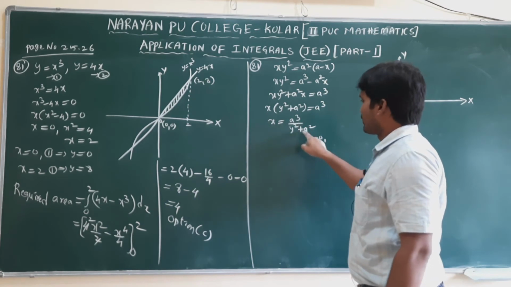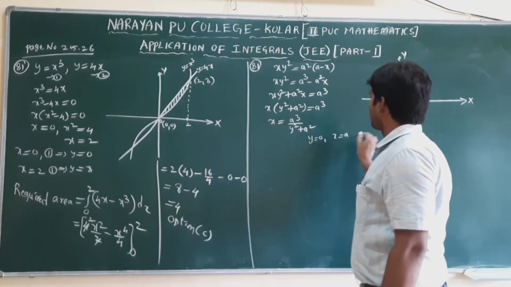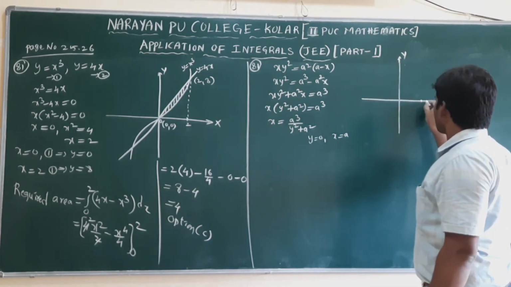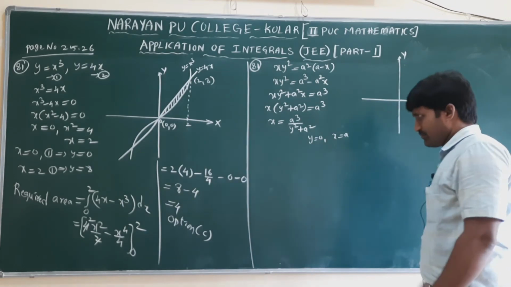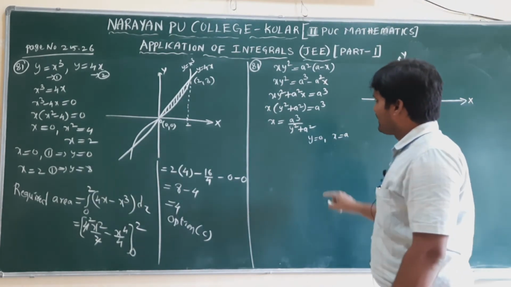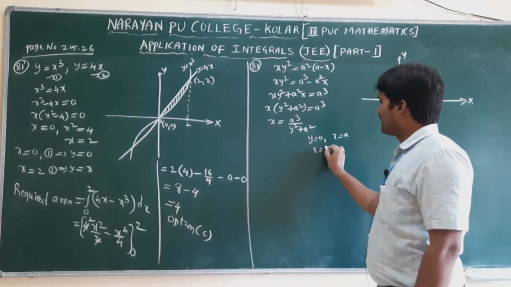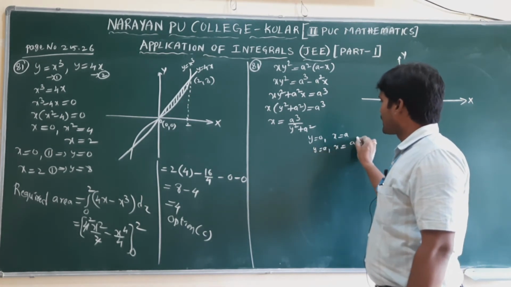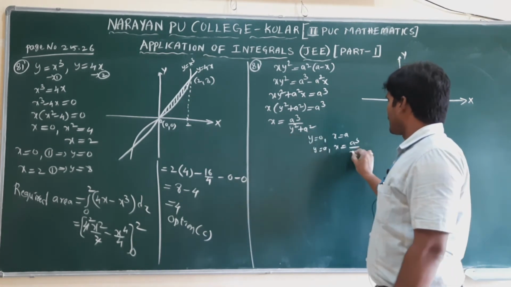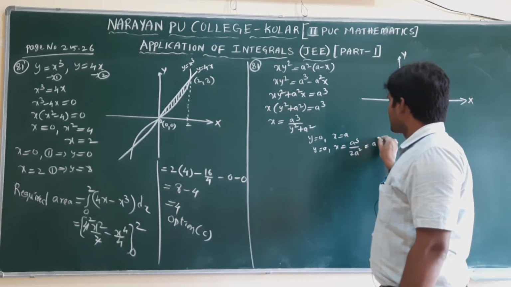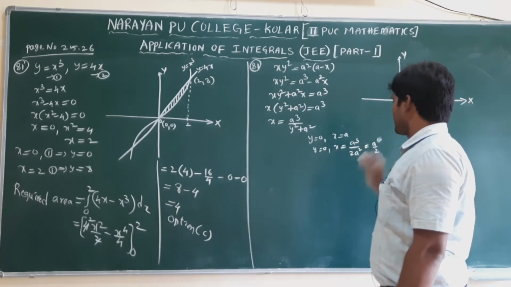What? Put x as 0: a cube by 0 plus a square. You will get x value a. So the point you get here is (a, 0). If we take the y value: x value a, a cube by a square plus a square, that is 2a square, so you get a by 2.